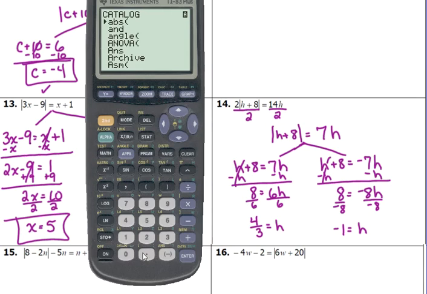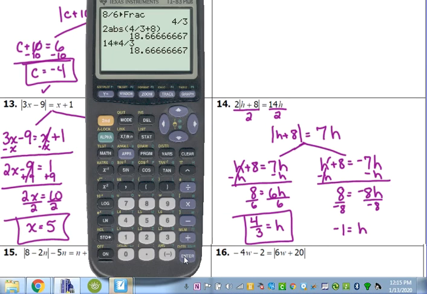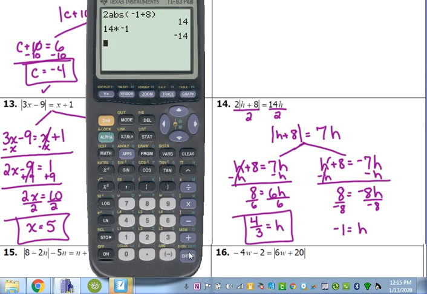We want to check both those answers. The absolute value of 4 over 3 plus 8 should be equal to 14 times 4 over 3. We get the exact same decimal value. So 4 over 3 is acceptable. Let's check negative 1. Absolute value, negative 1 plus 8. So it should equal positive 14, but 14 times negative 1 is not positive 14. So this is what we call an extraneous solution.